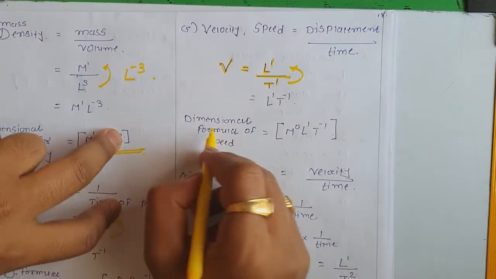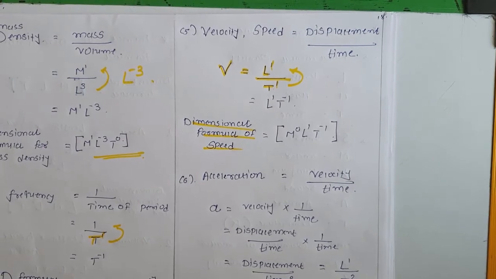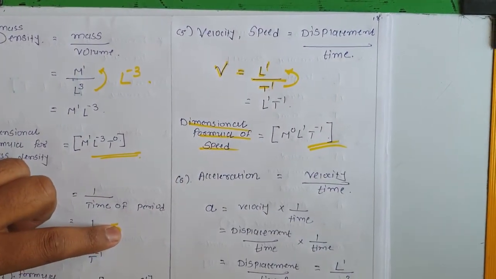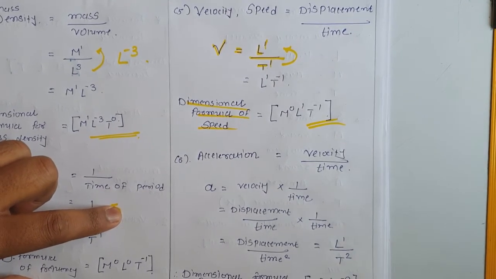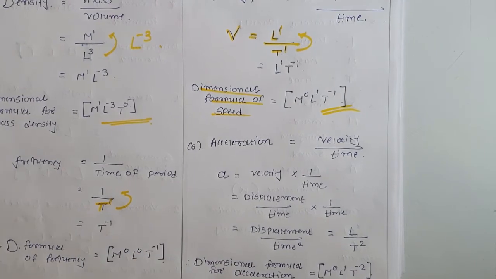So the dimension formula for speed, here mass is absent. So M^0 L^1 T^-1 is the dimensional formula of speed. Fine. Now next is the acceleration. You can make it by yourself. What is the acceleration?